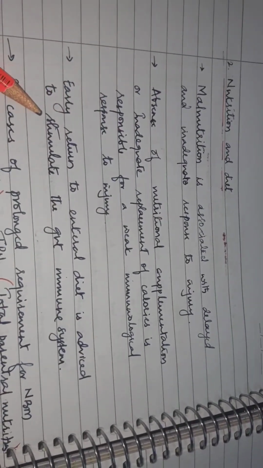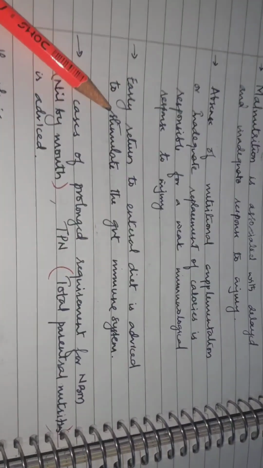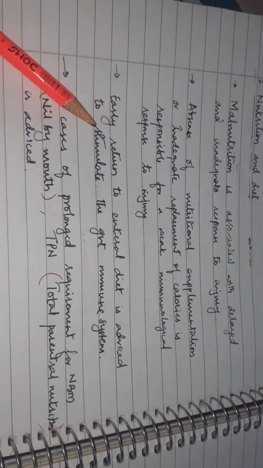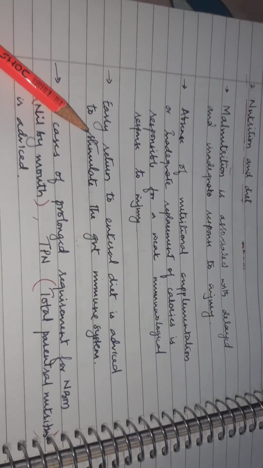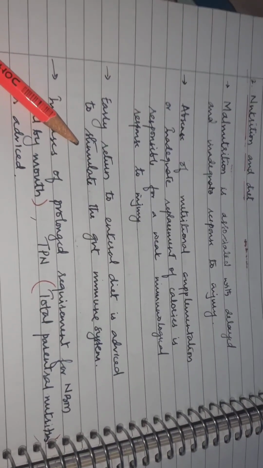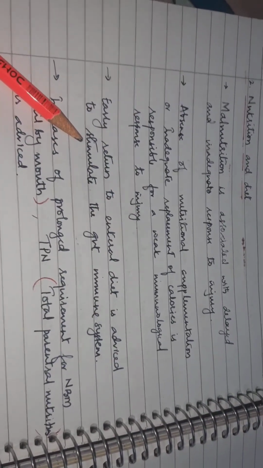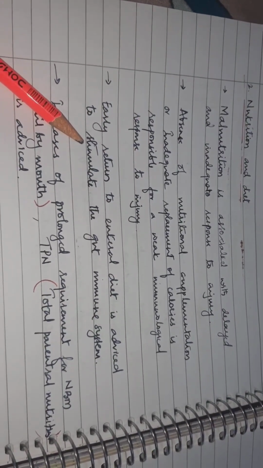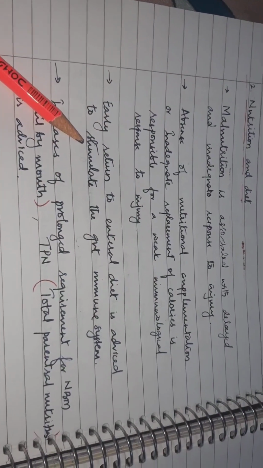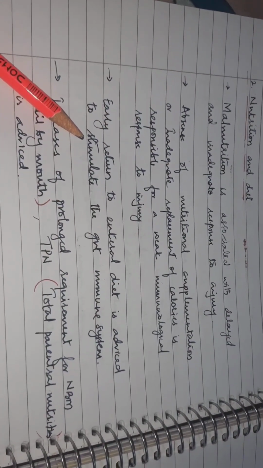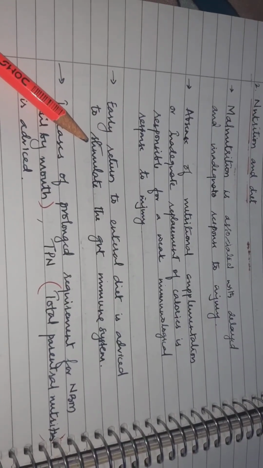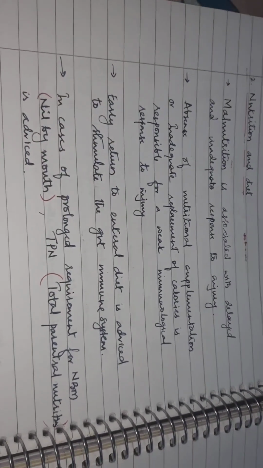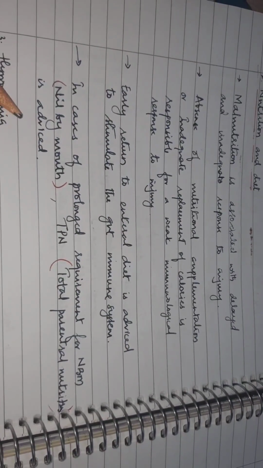So early return to enteral diet, that is diet where the food or the calories are given through the intestines, through the gut, will stimulate the gut immune system. The gut also has an immune system, that is mucosa associated lymphoid tissue, which also helps in immunological responses. Now, if there is absence of enteral diet, we give total parenteral nutrition.